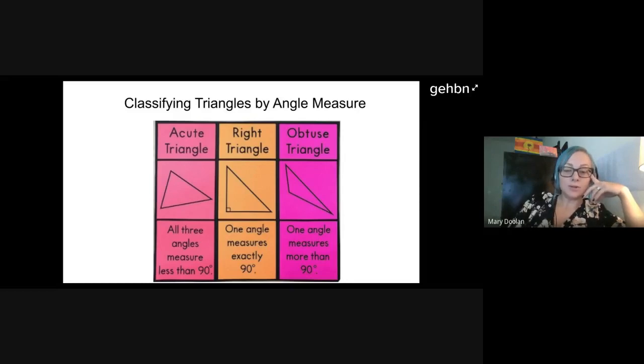If one angle measures exactly 90 degrees, that is a right triangle. If one angle measures more than 90 degrees, it is an obtuse triangle. And that matches up with obtuse angle, right angle, and acute angle. So if all 3 are acute, then the triangle is acute. If one angle is 90, then the triangle's a right triangle. If one angle is more than 90, it's an obtuse triangle.